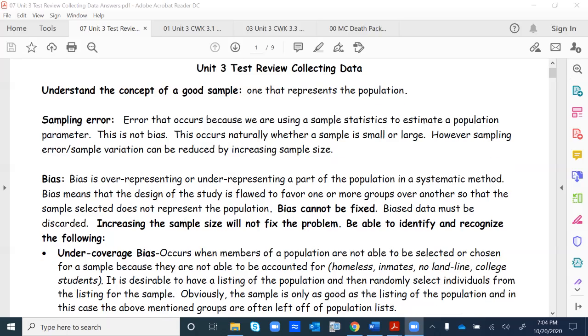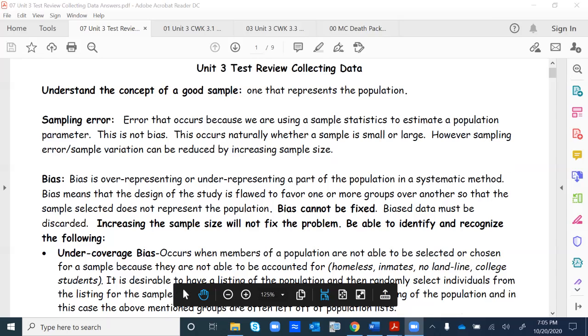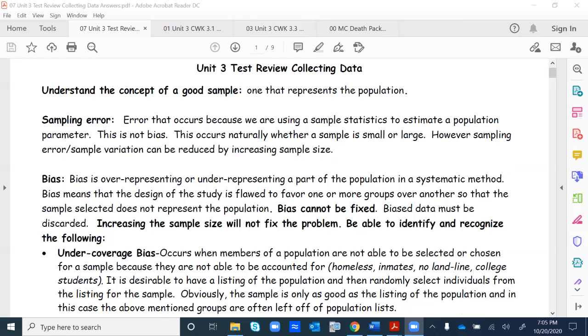Bias, on the other hand, is overrepresenting or underrepresenting part of the population in a systematic method. Bias means that the design of the study is flawed to favor one or more groups over another. Not necessarily intentionally, but the design is flawed in such a way that some group is going to be over or underrepresented. Biased data cannot be fixed, so increasing the sample size will not help you out. So you need to throw away biased data and start over.